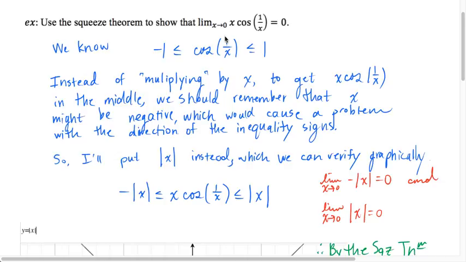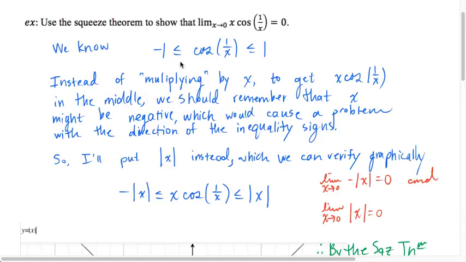So cosine of 1 over x, which is part of what I'm trying to find the limit of, we can say is between -1 and 1. Now, instead of multiplying all three sides of this inequality by plain x, you have to remember that x might be negative, right? For negative values, x is negative. So if you multiply an inequality by a negative number, that causes a problem with the direction of the inequality sign. So we need to be careful here.